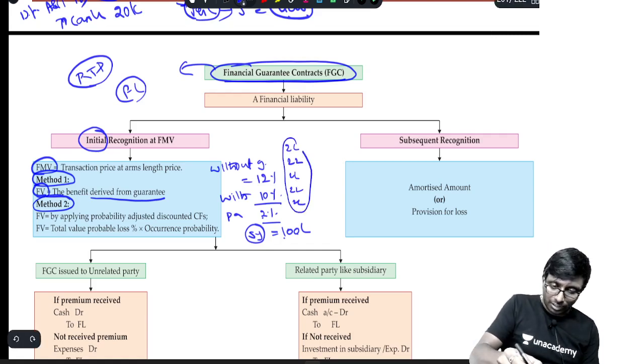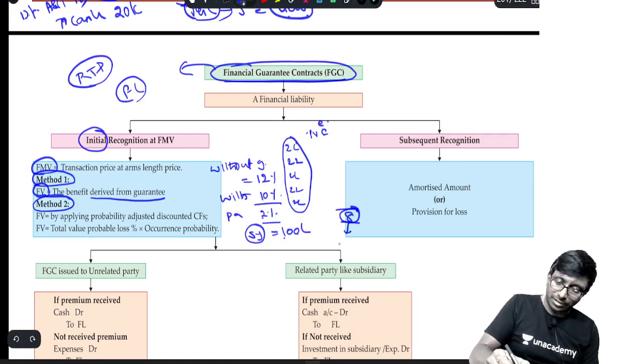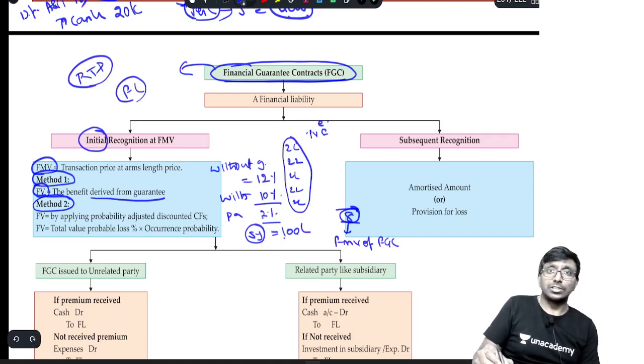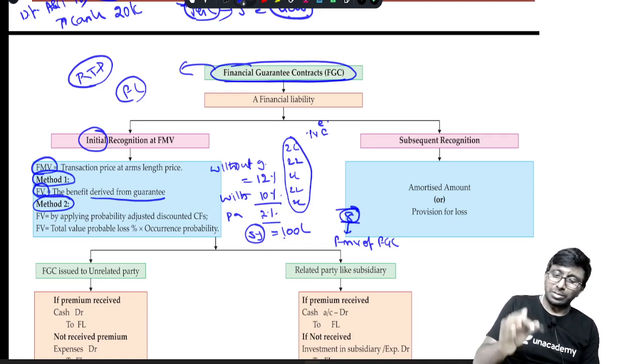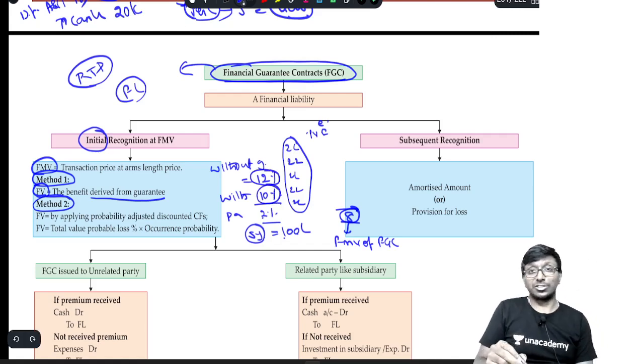Take the present value factor at the market rate, discount the 2 lakh, and you will get some number. Suppose 8 lakh rupees came. Then 8 lakh rupees is the fair market value of the financial guarantee contract. Recognize it at 8 lakh rupees. That is method 1.